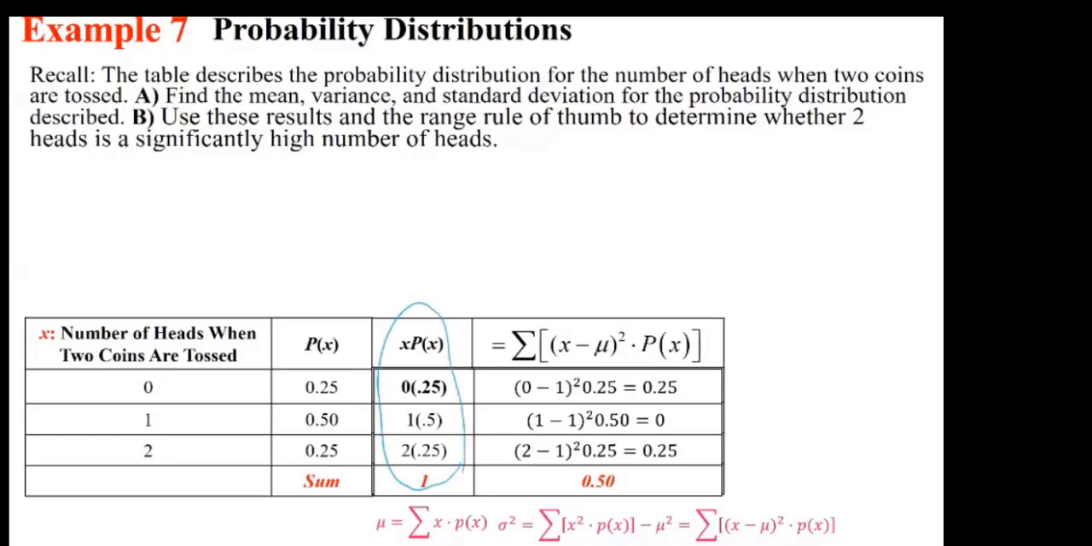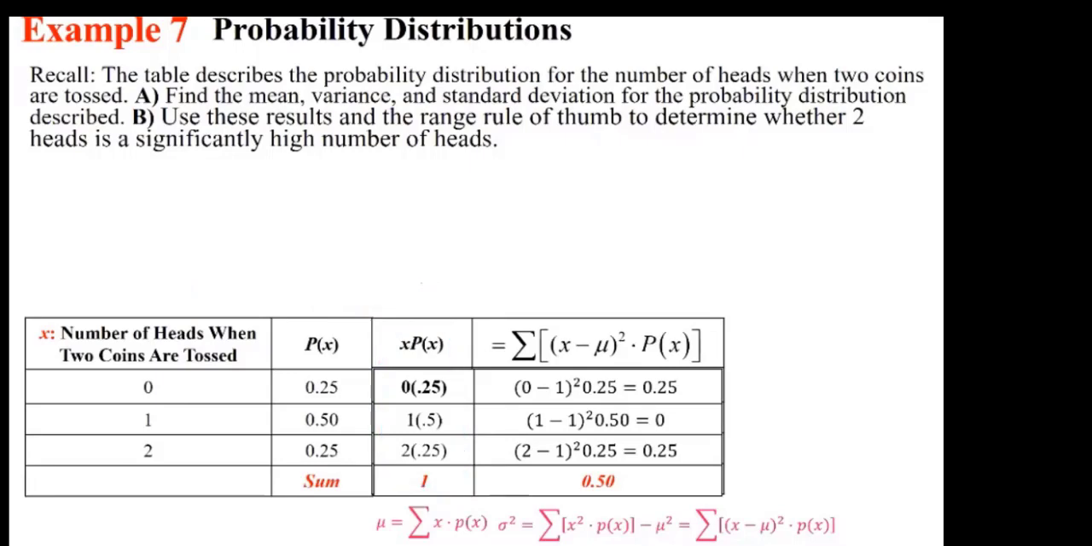So we multiply number 1, number 2, and we get number 3. 1 times 2 is number 3. We add them up, we get number 1. Now we use that to get to the last column. X minus mu, 0 minus 1, squared times p of x, which is 0.25. You do the same thing for the next one, same thing for the next one, and you have all your answers.